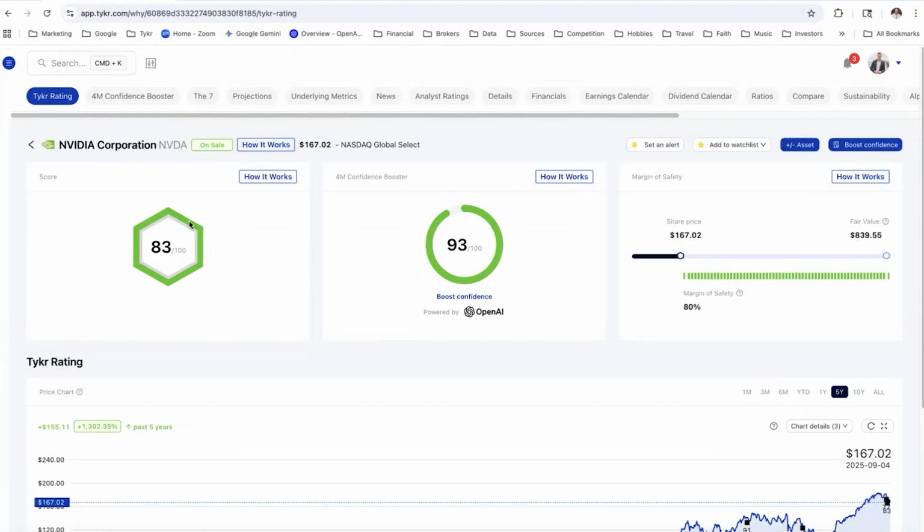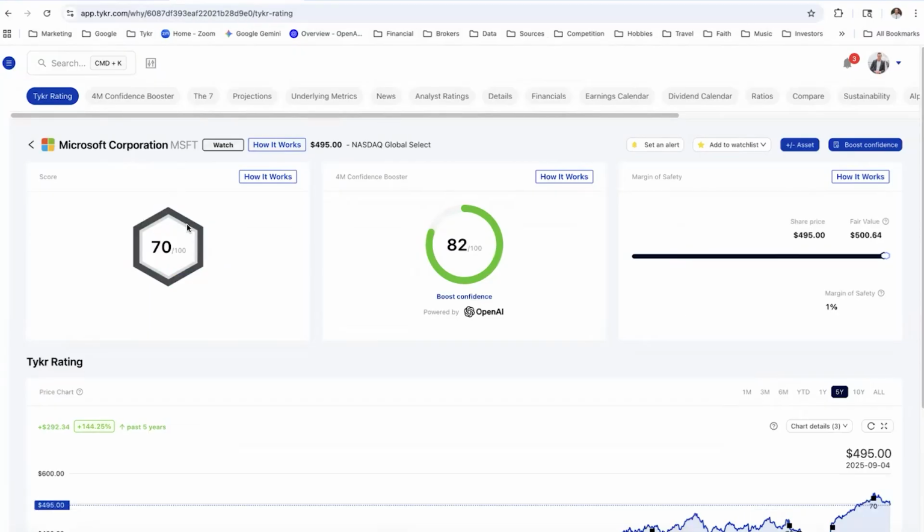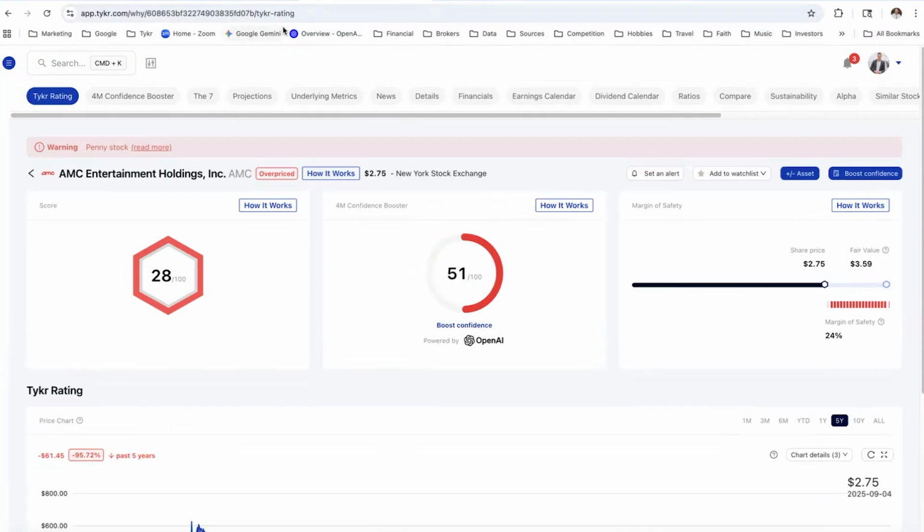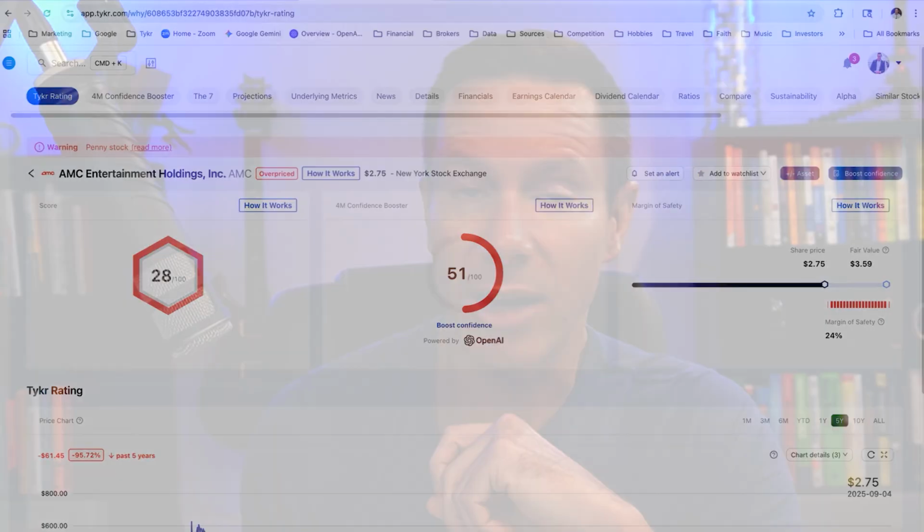You can see an 83. The next example is Microsoft at 70. And then the next example here is AMC at a 28. So again, the higher the score, the safer the investment. All right, so how do we come up with a high or low score?